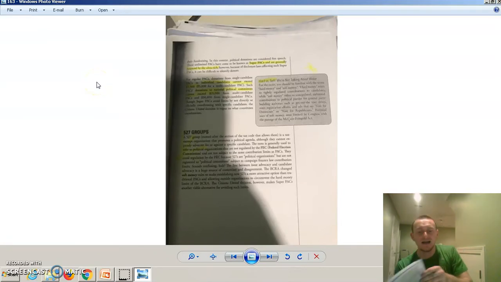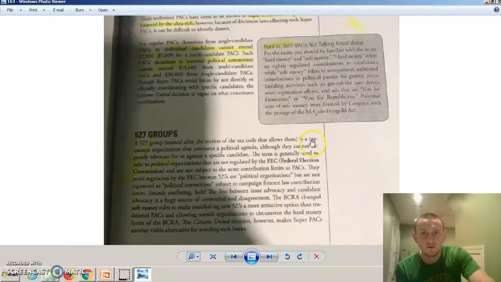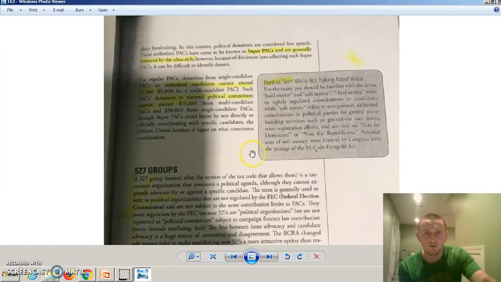Know what the 527 groups are, and the super PACs. Know the differences. Real quick, we got hard money versus soft money. This is big. Hard money versus soft money, I'm going to just sum it up real quick. Hard money means they're going to tightly regulate how much money you can give the candidate. Soft money, they're not going to regulate as much. The McCain-Feingold Act is going to limit it.